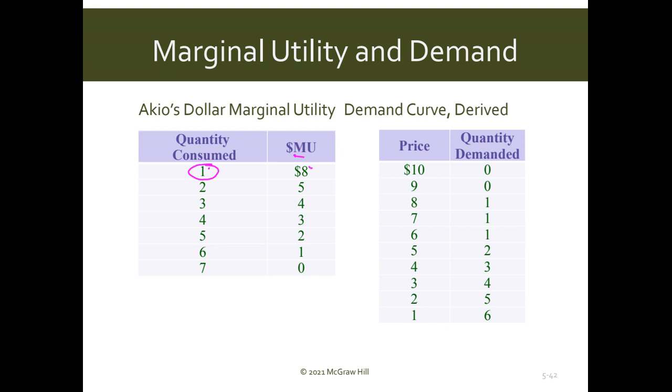When I consume the second unit of apple, the additional apple will give me additional utility worth of only $5, not $8. This is what we call the law of diminishing marginal utility. Similarly, you can see for the third unit, fourth unit, the additional utility is decreasing, and eventually when you consume the seventh apple, your marginal utility in terms of dollars is zero.